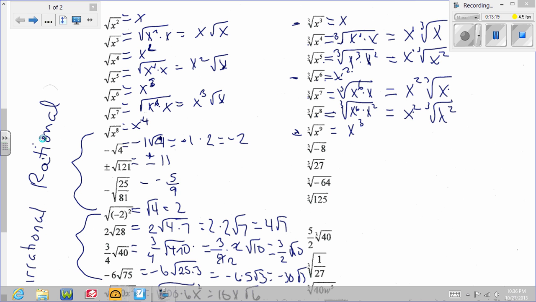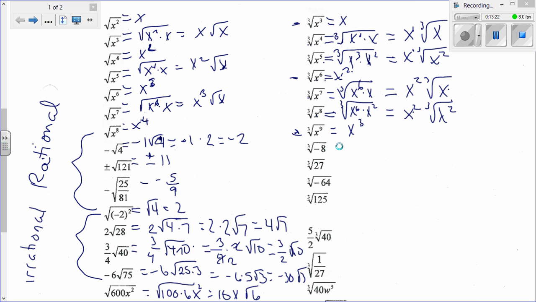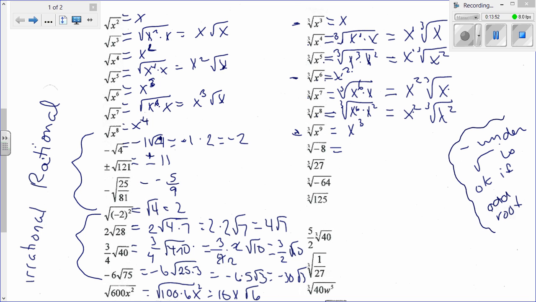Okay, now I need to simplify using numbers. And something we need to know is that a negative under a radical is okay if it's an odd root. And the cube root is an odd root.